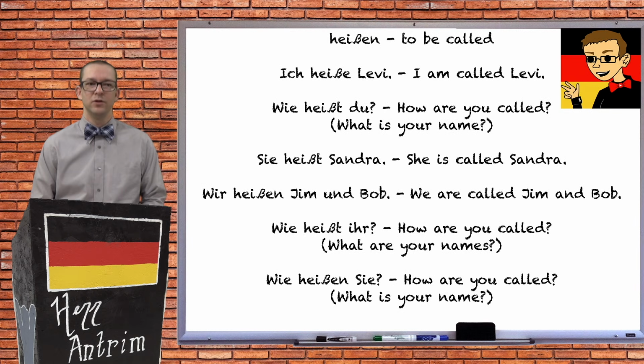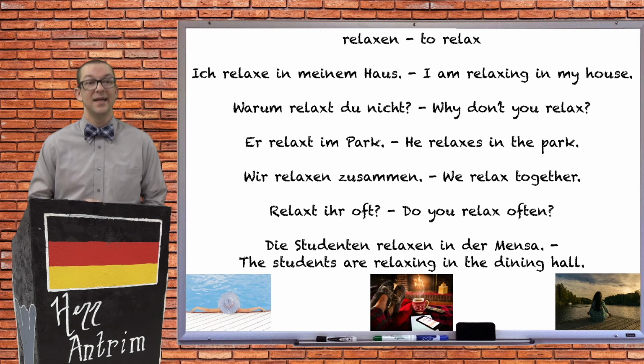Heißen, to be called. Ich heiße Levi. I am called Levi. Wie heißt du? How are you called? What is your name? Sie heißt Sandra. She is called Sandra. Wir heißen Jim und Bob. We're called Jim and Bob. Wie heißt ihr? How are you called? Wie heißen Sie? How are you called? What is your name?